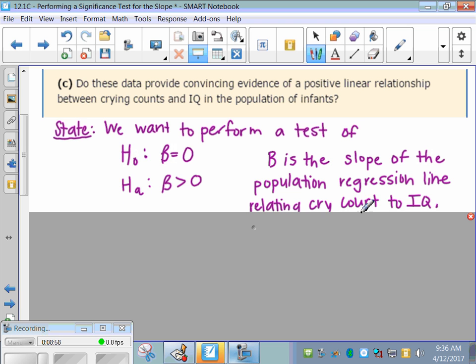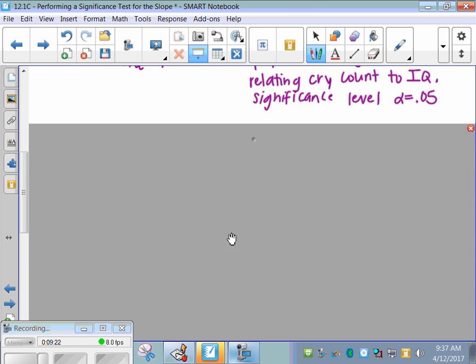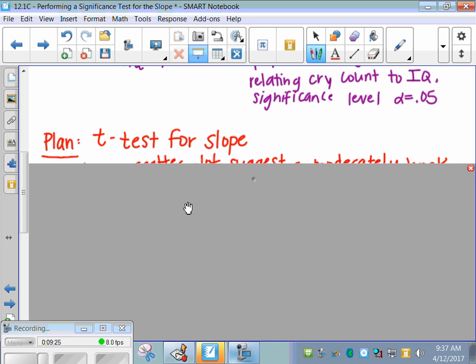So we want to perform a test of these two things, and you have to define B. Make sure in your state step you define what B is. B is the slope of the population regression line relating cry count to IQ. So it's the population or true regression line slope relating those variables, and we're using a significance level of 5% since they don't tell us. Okay, plan: write down the name of the test, t-test for slope.